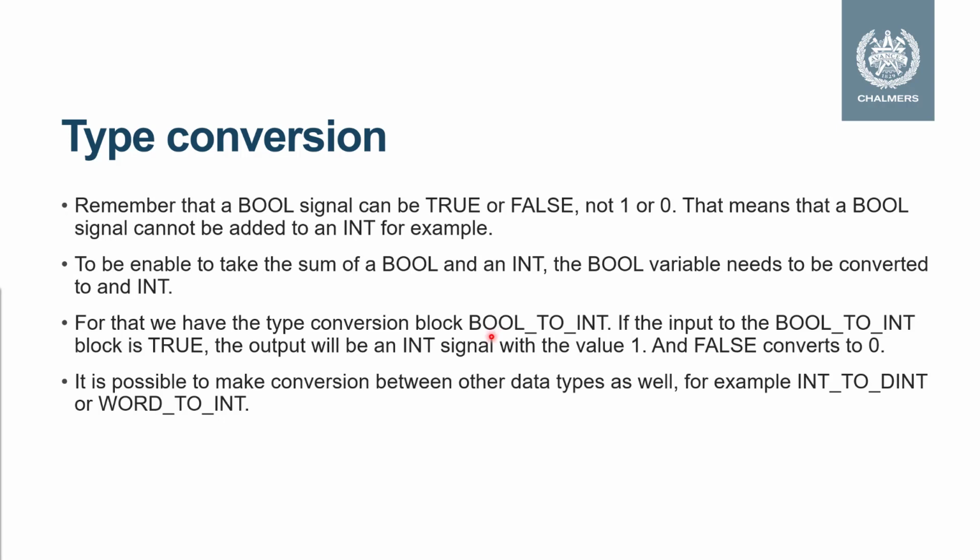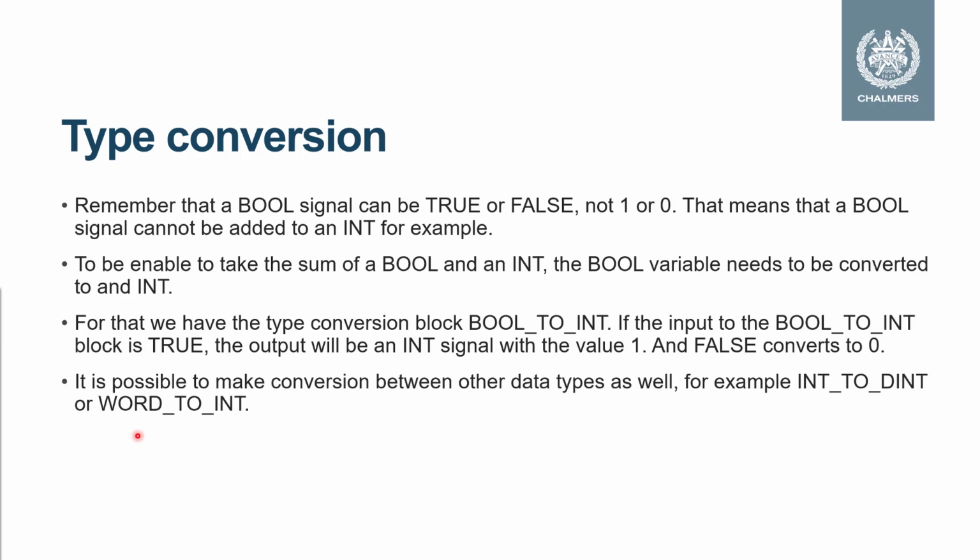We can do that by using the block BOOL_TO_INT, from bool underscore to underscore int. Then the true value of the bool will become 1 as an integer, and we can add it to 5. And in the same way, the value false will become 0. All other type conversion blocks are named in the same way: the type we want to convert from, underscore, to, underscore, and the type we want to convert to. For example, WORD_TO_INT.